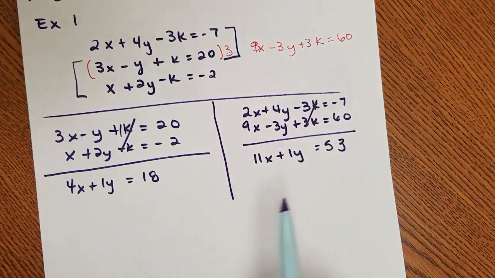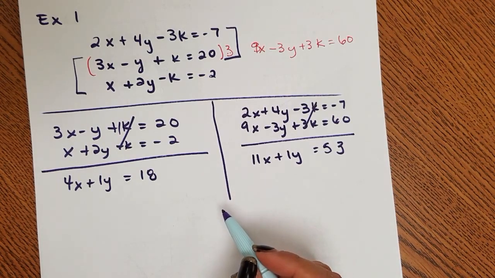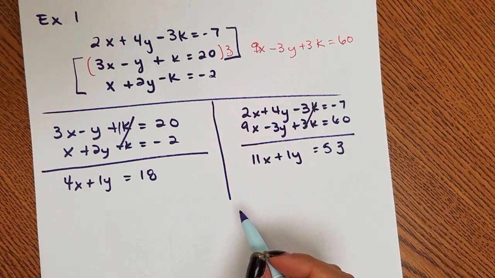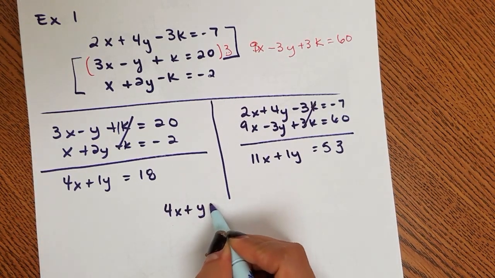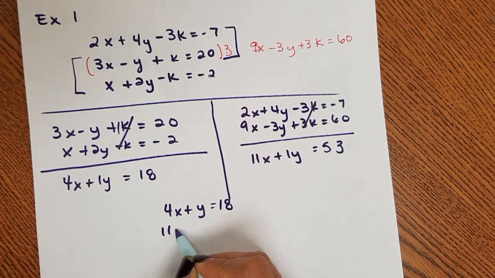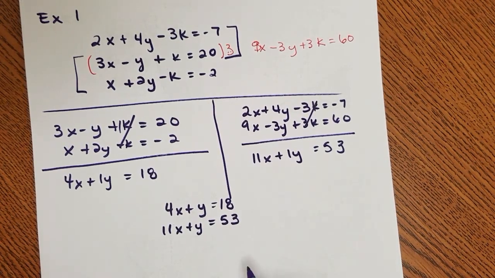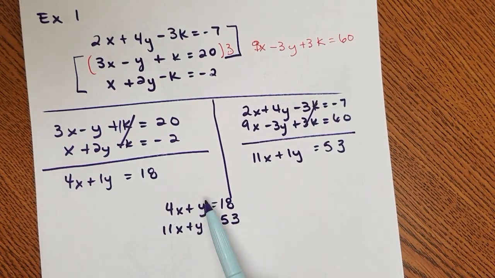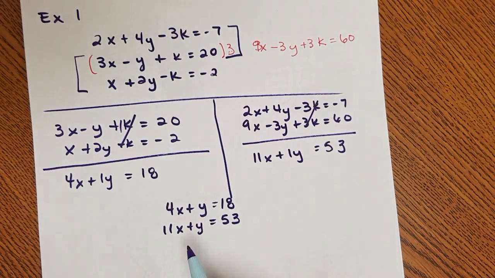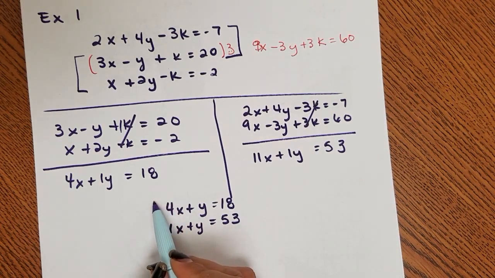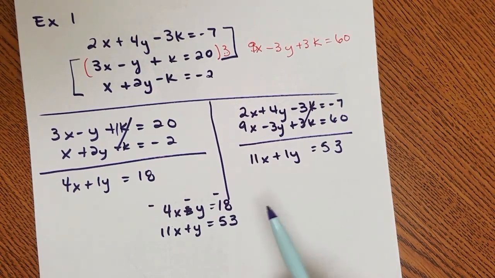Okay, so now I have these 2 equations, and I'm going to combine them to create one system of 2 variables to solve for x and y. So I have 4x plus y equals 18, and 11x plus y is equal to 53. So I'm going to use elimination here because my y's have the same coefficient. I am, however, going to need to change the signs on one of them. So I'm just going to go ahead and make these negative here so I can combine them. So I multiplied by a negative 1.